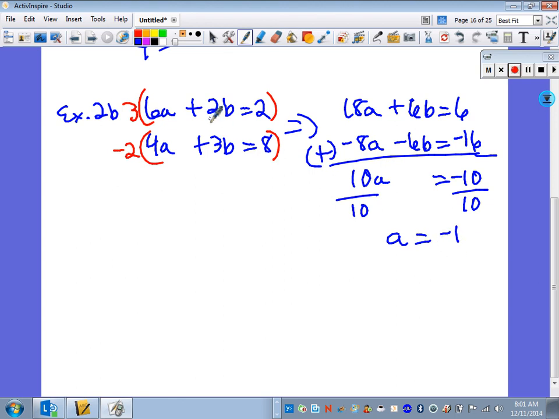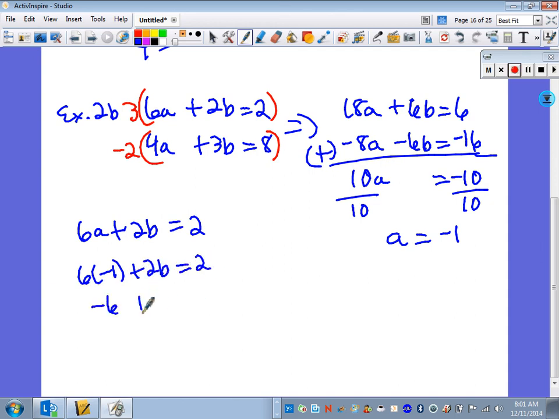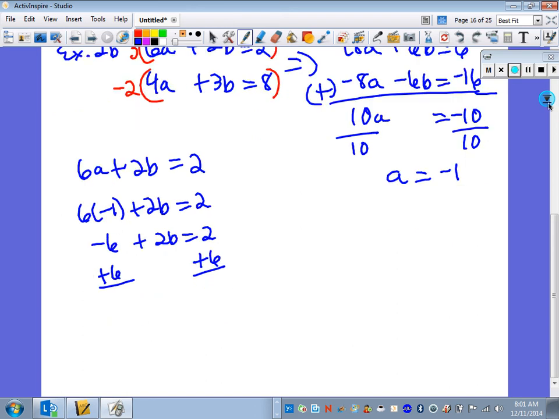I'm choosing the first one. So I'm going to do 6a plus 2b equals 2. So 6 times negative 1 plus 2b equals 2. Negative 6 plus 2b equals 2. Add 6 to both sides. Okay, I'm going to lower that just a little bit. So I'm going to get 2b equals 8. Divide both sides by 2. b is 4. So then my ordered pair is negative 1, 4.